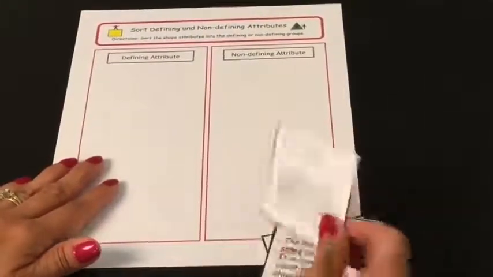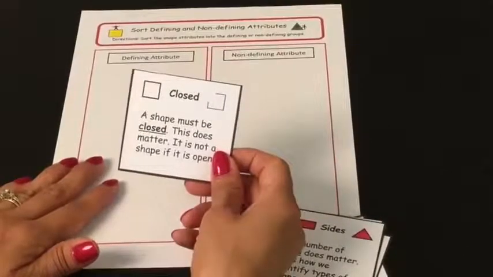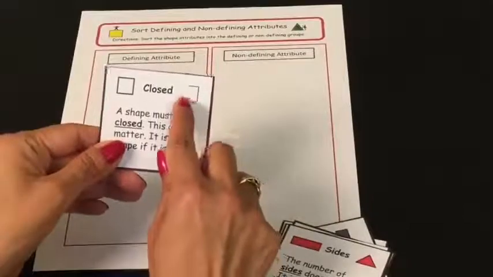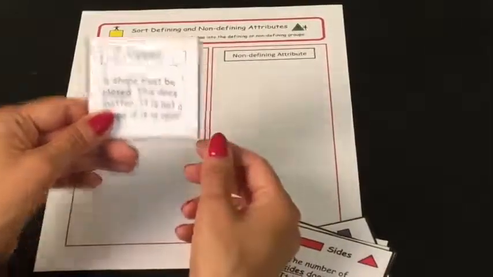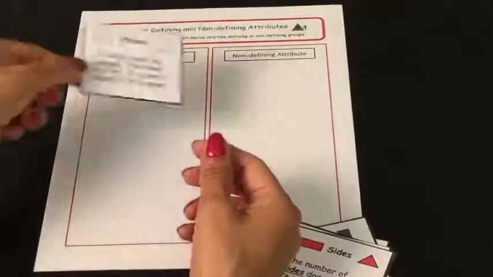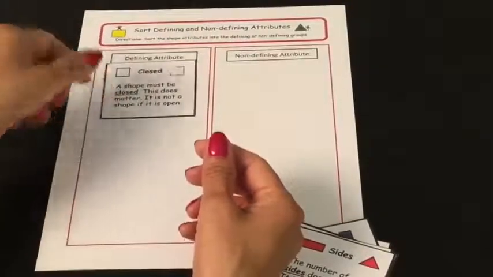So the first one we're going to look at is closed, okay? A shape must be closed. If it's open like this one, then it's not considered a shape. So a defining attribute is that the shape is closed. This matters, okay? So it's a defining attribute.